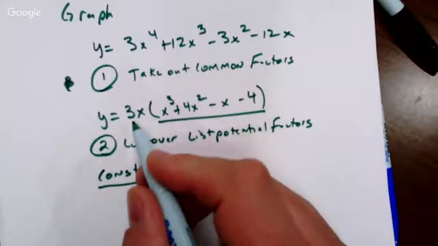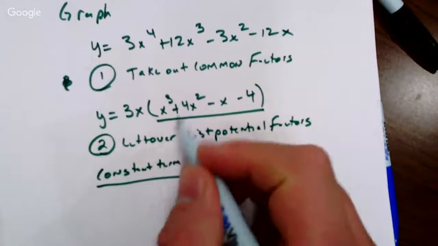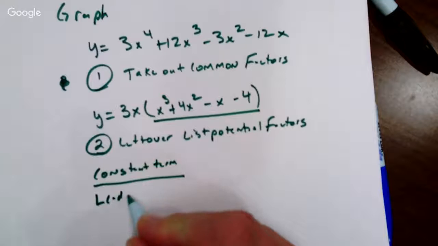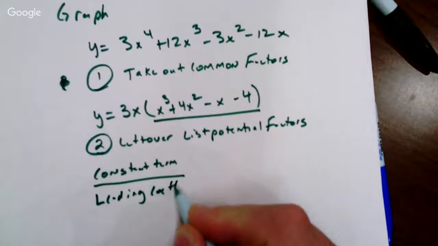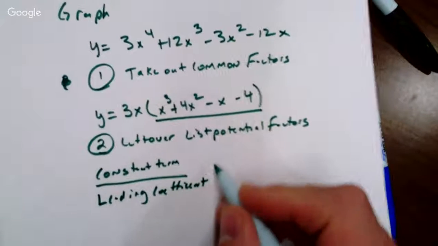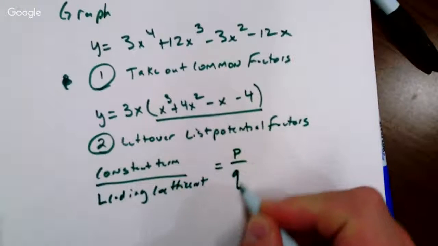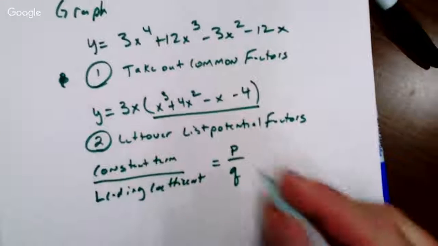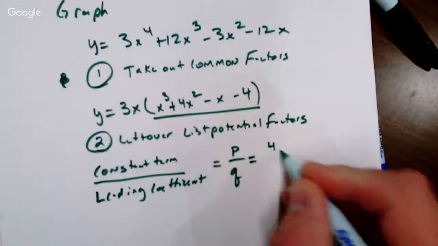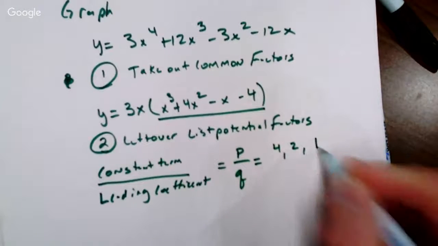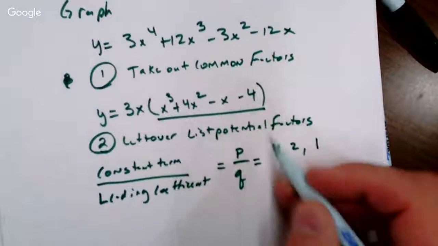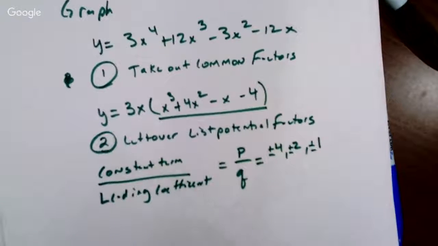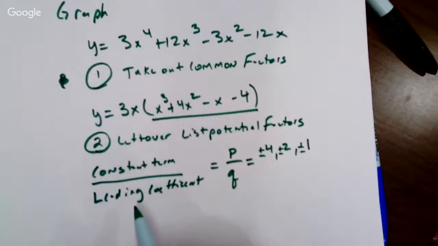Now you're going to say, the leading coefficient is 3. No, it's not, because we're just looking at the leftovers in there, and we're not looking at the whole thing. Just so you are aware, in your book, they call the top P and the bottom Q. So we're going to list all the factors of the constant term. The factors of -4 would be 4, 2, 1. But because it's negative, it could be plus or minus. Then we're going to divide that by the factors of the leading coefficient.